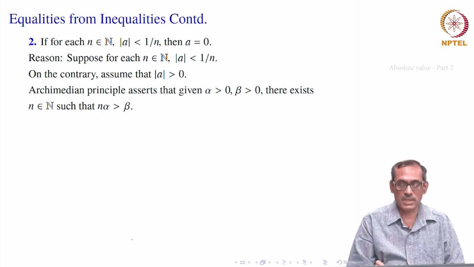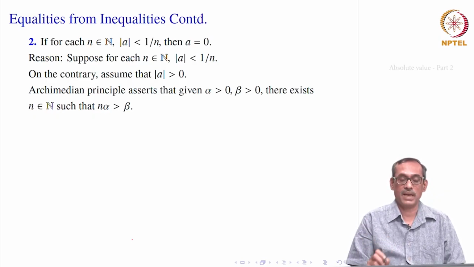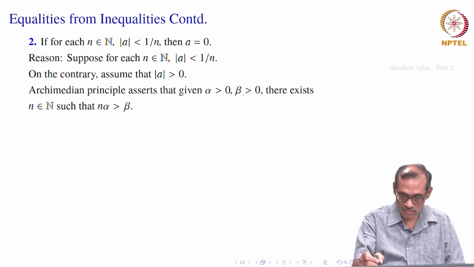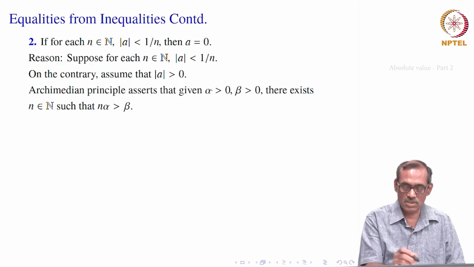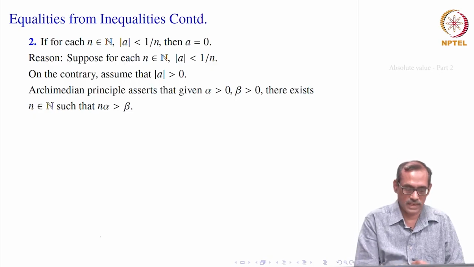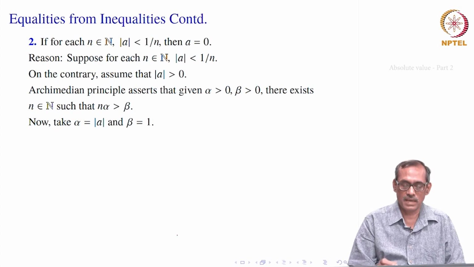Then what happens? We use the Archimedean principle. Recall what it says: given any two positive numbers, say alpha and beta, you can always find one natural number n such that n times alpha will be bigger than beta. This beta is our bathtub, alpha is our spoon. Remember that? So this says n times alpha must be bigger than beta. How to use that here? Well, we take alpha equal to mod A and beta equal to 1.